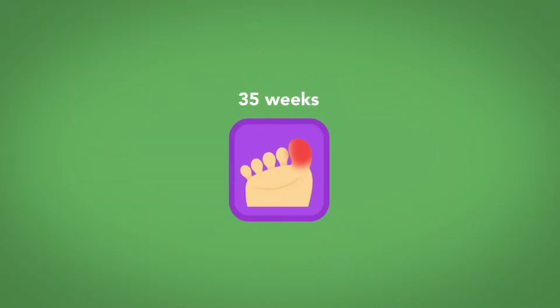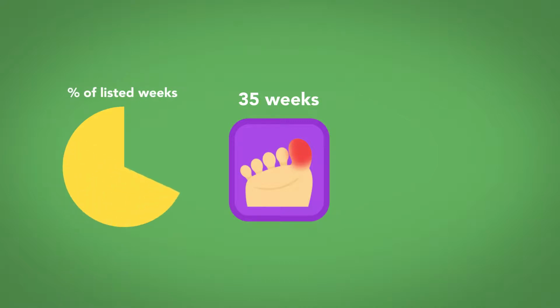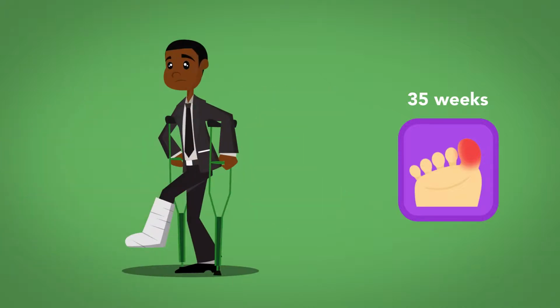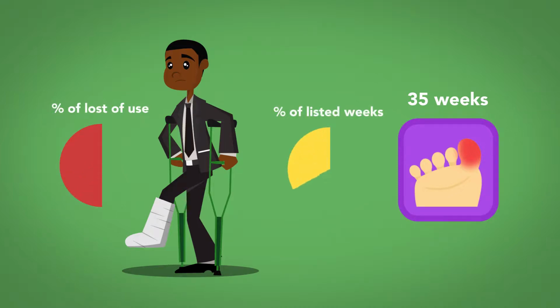Instead of necessarily being entitled to the full number of weeks listed for each body part, workers are entitled to a percentage of the listed weeks that is equal to the percentage of loss of use of the body part. For example, if a worker loses 50% of the great toe, he would be entitled to 50% of 35 weeks, or 17.5 weeks of benefits at his applicable compensation rate.